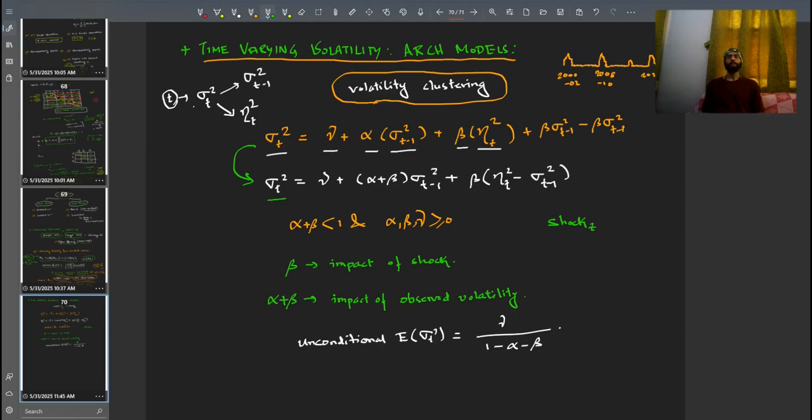Variance at time t is given by gamma plus alpha plus beta into variance at time t minus 1, plus beta into eta square minus variance at t minus 1, right? So eta square is basically the unknown factor. And eta square minus variance at t minus 1 is basically the shock at time t. It is the shock at time t, the difference between the unknown factor and what was known already.